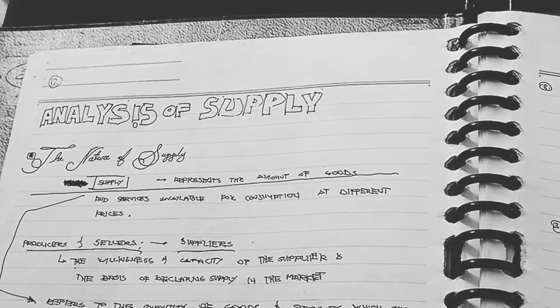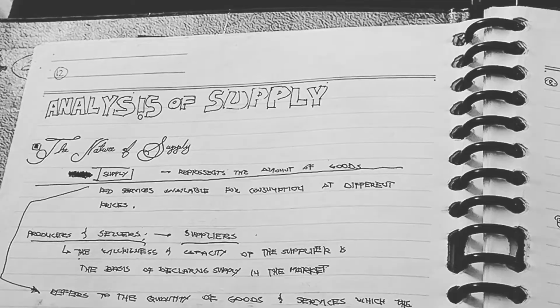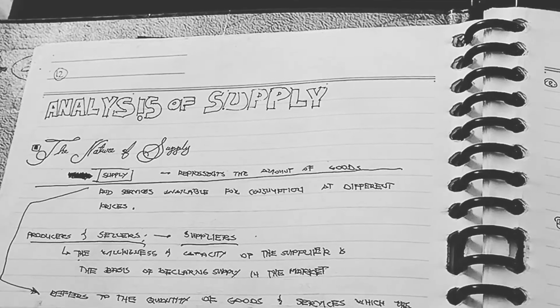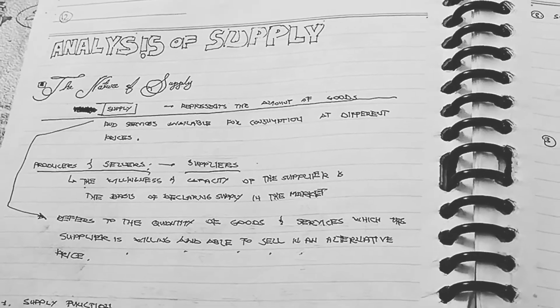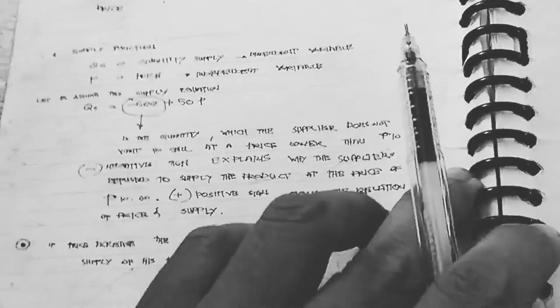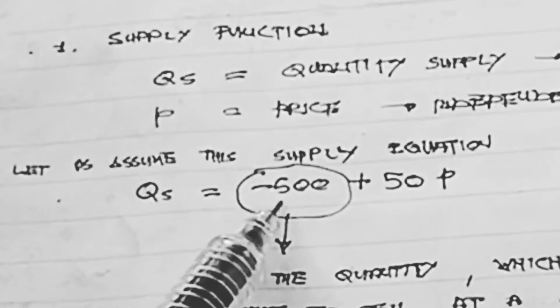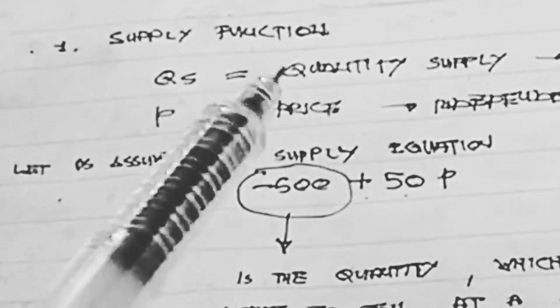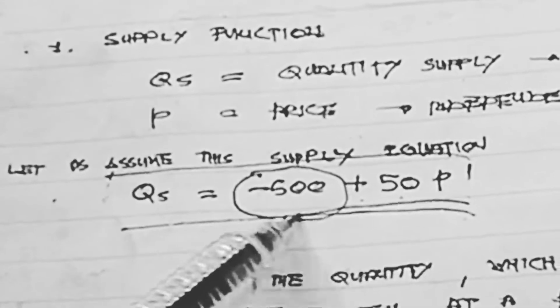So first, this certain relationship of price and quantity of supply can be illustrated in various ways. First, we have what we call the supply function. Quantity supplied is equal to negative 500 plus 50P. So this is our supply function.